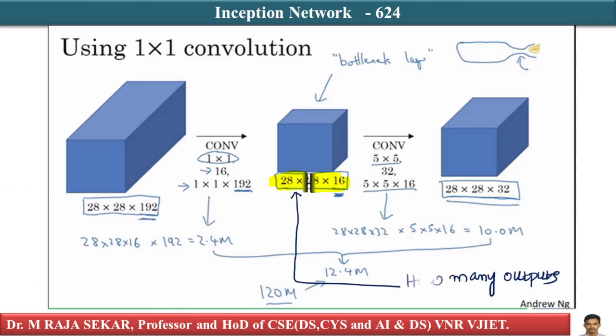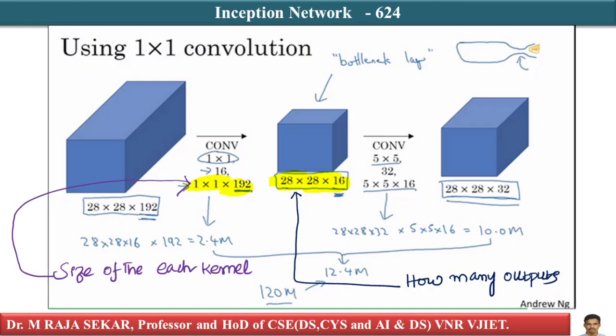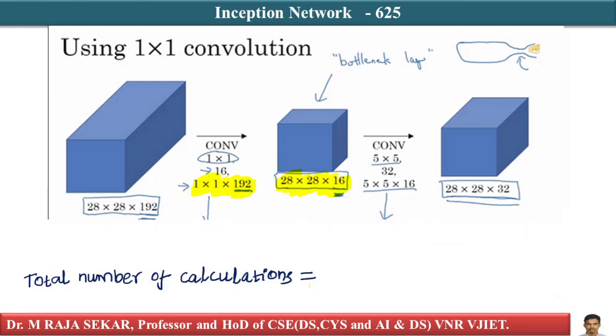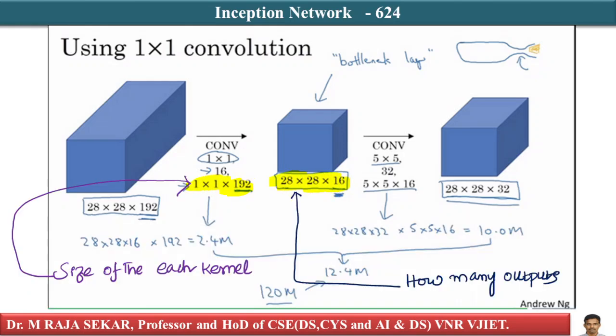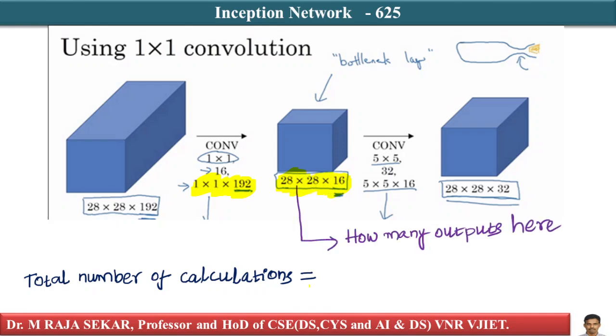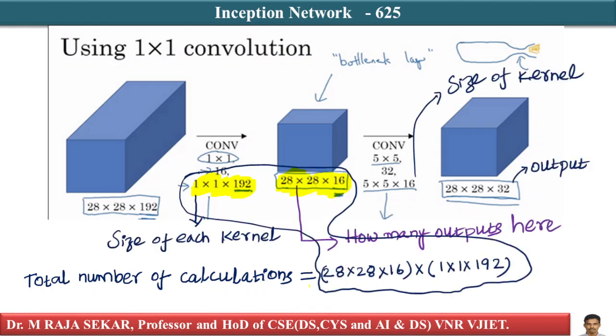Just see this one, how many outputs we have here. 28 cross 28, isn't it? Just see, size of each kernel is 1 cross 192. We will try to calculate the total number of calculations. This is 28 cross 28 cross 16 outputs here, and size of each kernel is 1 cross 192. What is the total number of calculations in the first convolution layer?